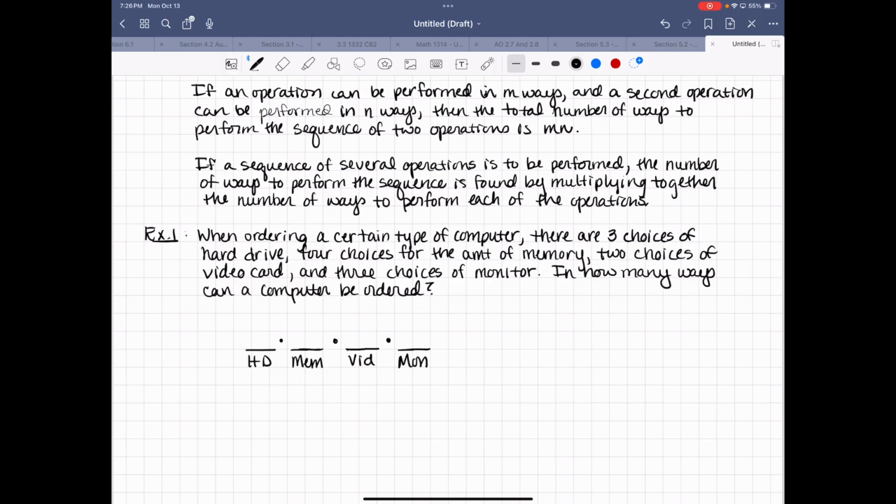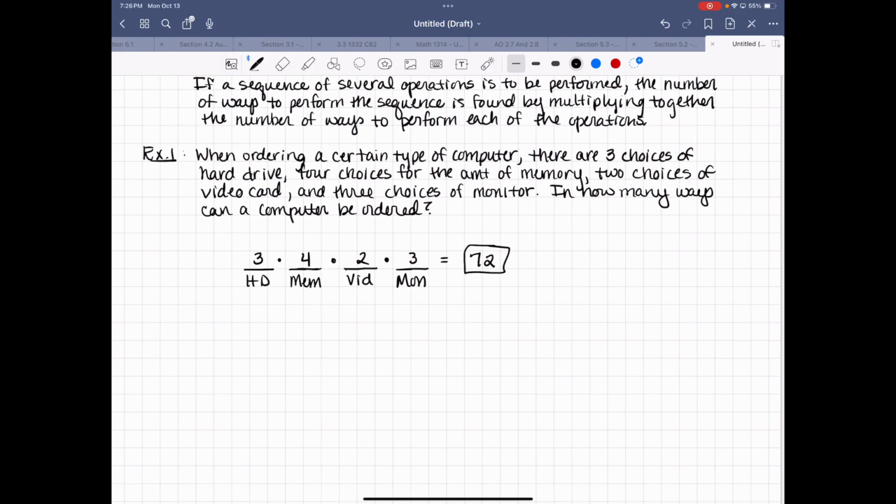So, how many choices of hard drives do I have? 3, okay? How many choices of memory? How many available amount of memory are there? 4. Video cards? 2. And monitors? 3. Multiply all those together. That gives me what? 12 times 6, which is 72. That's how many different ways you can order your computer. There are 72 different ways. That's all there is to it. Okay?